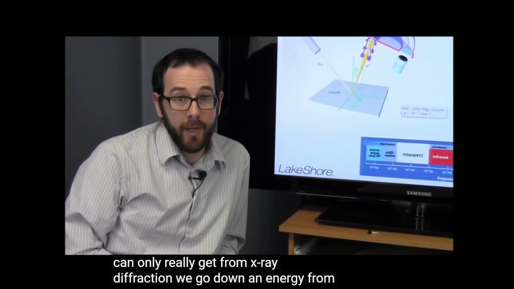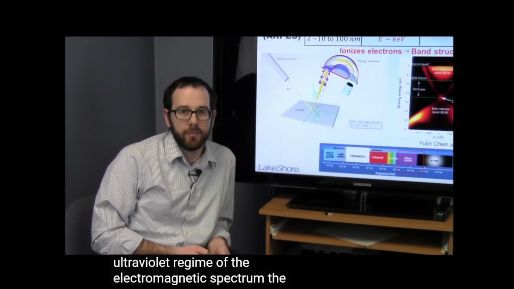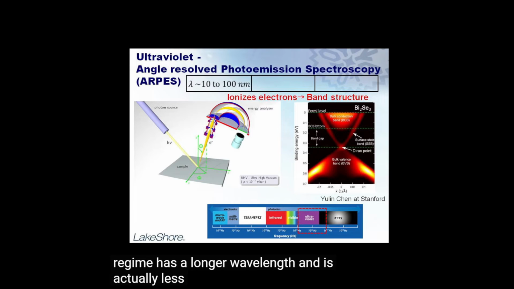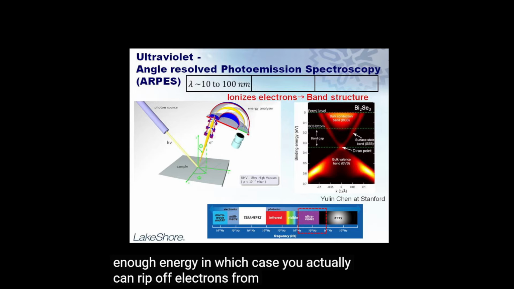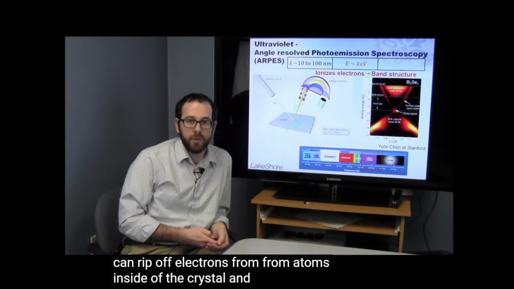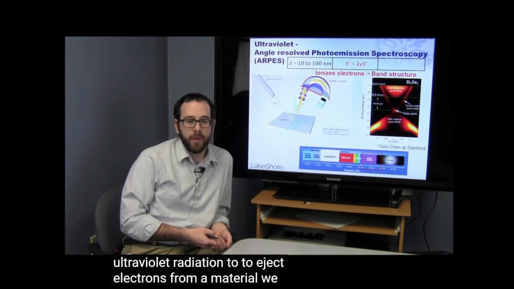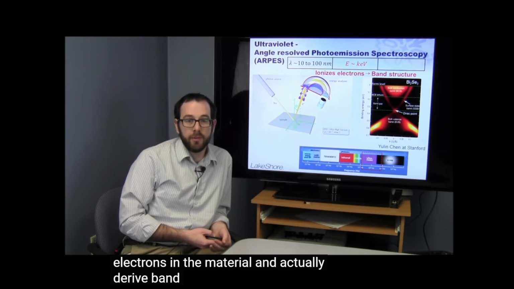If we go down in energy from X-ray diffraction into the ultraviolet regime of the electromagnetic spectrum, the ultraviolet regime has a longer wavelength and is actually less energetic than the X-rays. And so while we're unable to resolve atomic structure in a material, ultraviolet radiation actually has enough energy that you can rip off electrons from atoms inside of the crystal. And so by using ultraviolet radiation to eject electrons from a material, we're able to derive some of the energies of those electrons in the material and actually derive the band structure of the material.